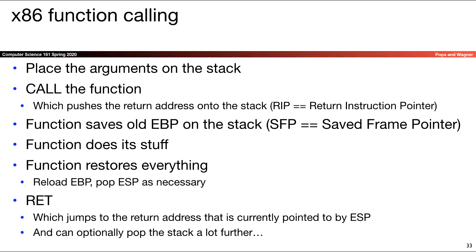And the function does a whole bunch of stuff. Typically, at the start of the function, it does something called the prologue. It saves some stuff, like the old value of the EBP, because it's going to modify that. And then it does its work. When it's done, it restores everything that it saved, so that things are back in the state the caller was expecting. For example, it pops the EBP to restore it to what it used to be. And then finally, the function executes the ret instruction, which jumps back to the return address that was saved earlier and returns control back to the caller.